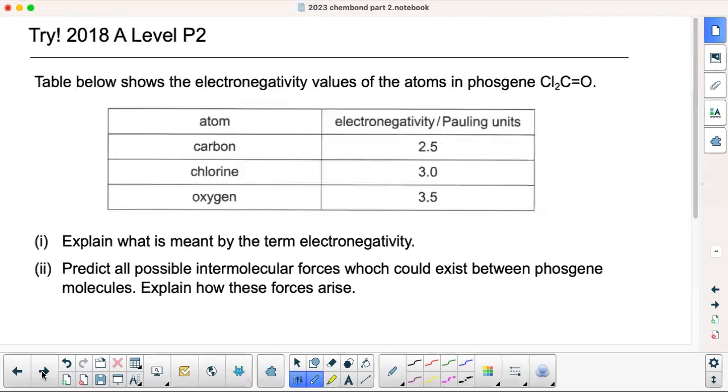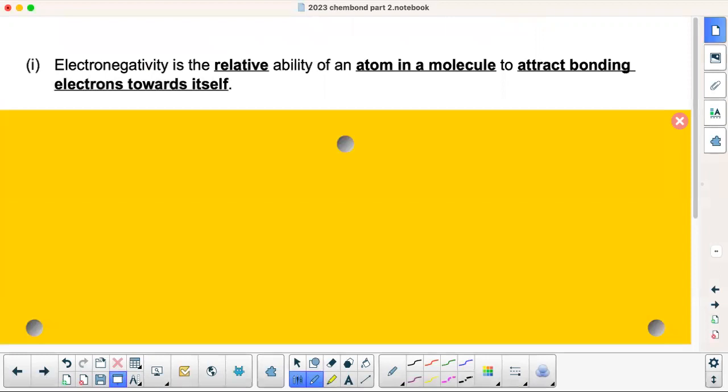Okay, wow, so much to write. Okay, what is meant by the term electronegativity? This is just a definition. Please copy down. Electronegativity is the relative ability of an atom in a molecule to attract bonding electrons towards itself. So anything that's more electronegative will attract electrons closer to itself. Okay, so just copy down the definition. Like what I mentioned, Cl is more electronegative than H, so electrons are closer towards the Cl.